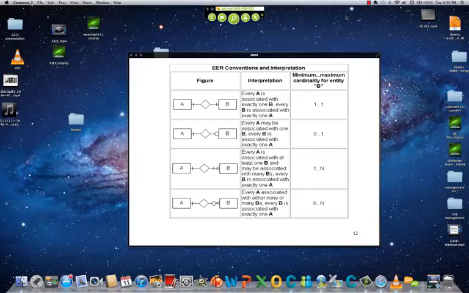So here it said every A must be associated with exactly one B. Here you say at least one B since you have many, right? Here. Yes, Tamar.